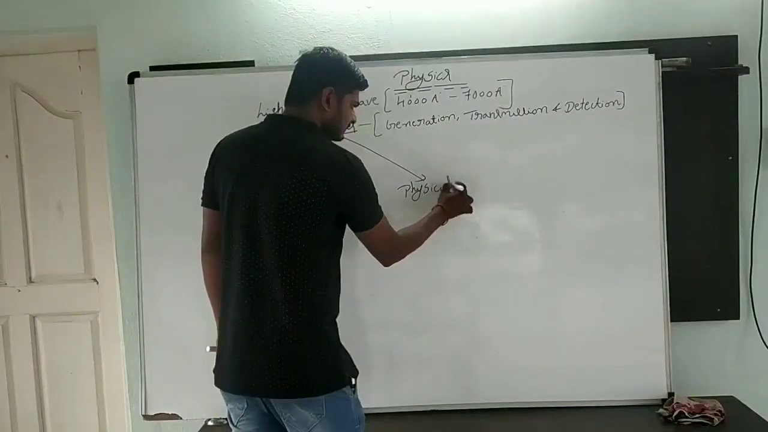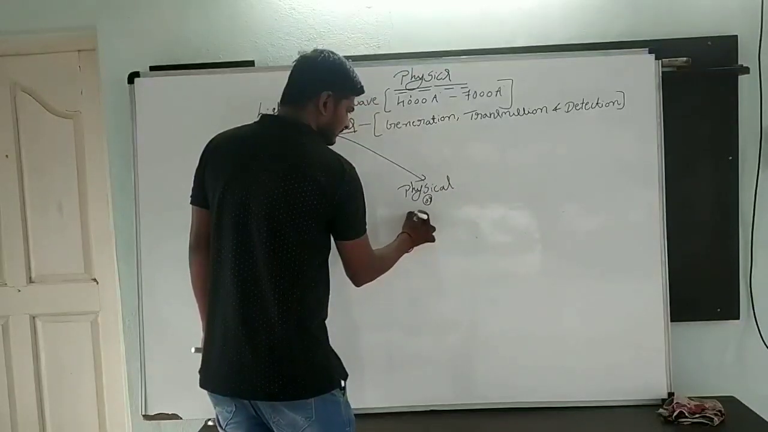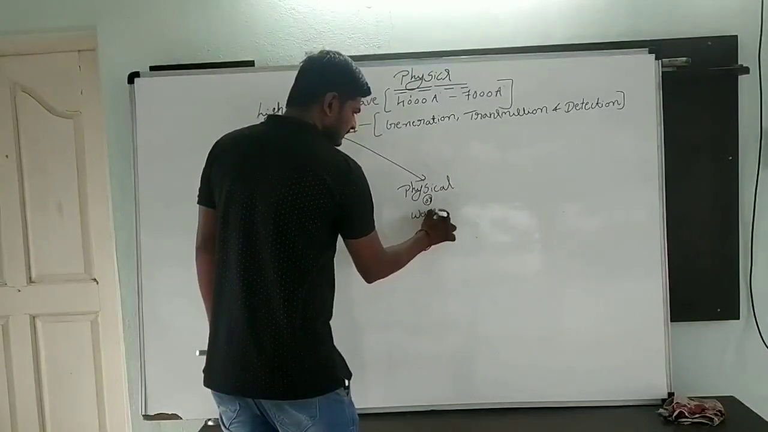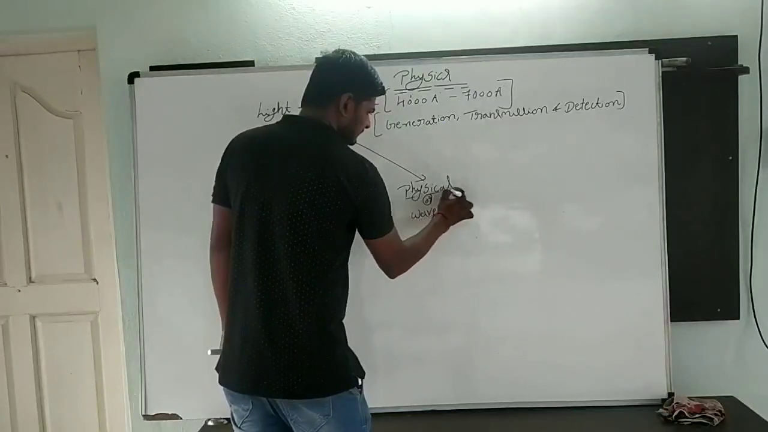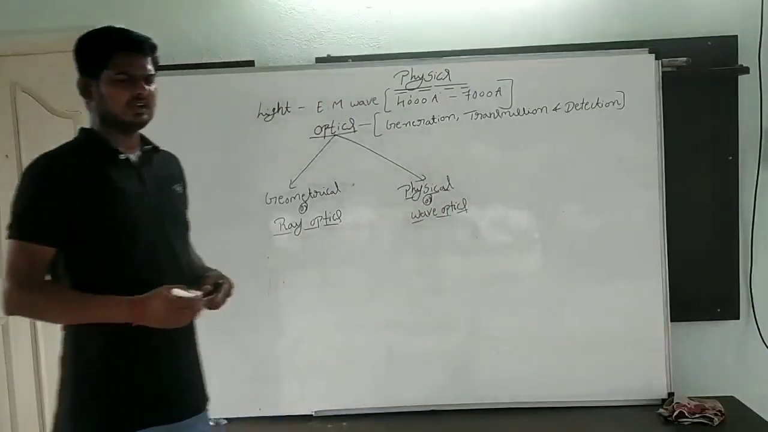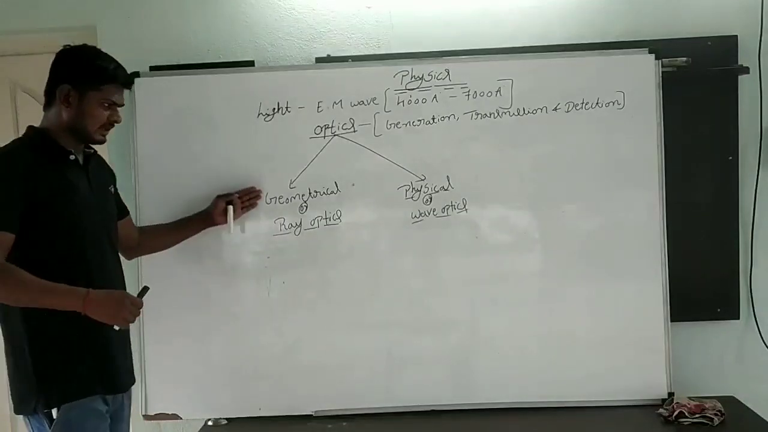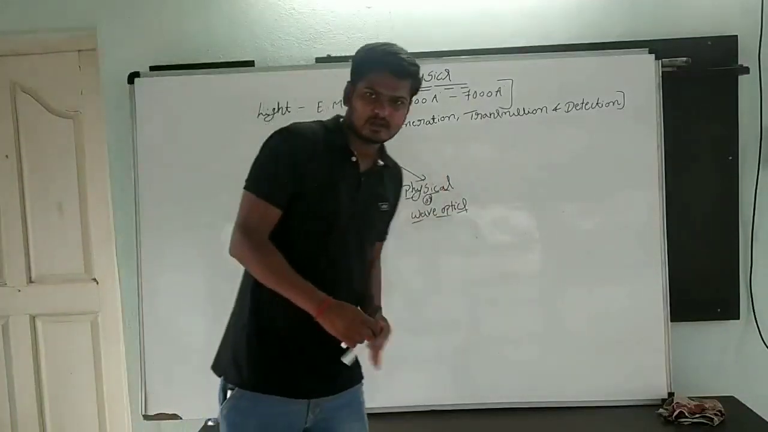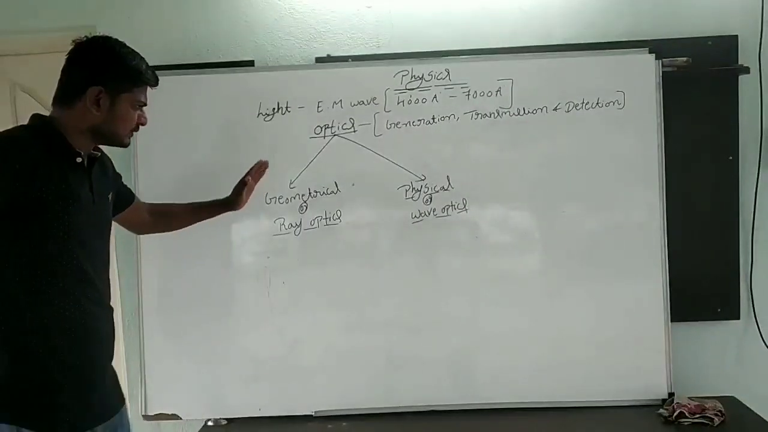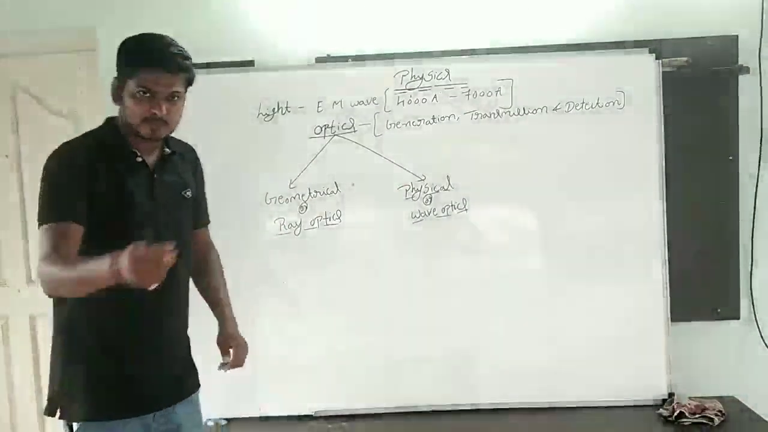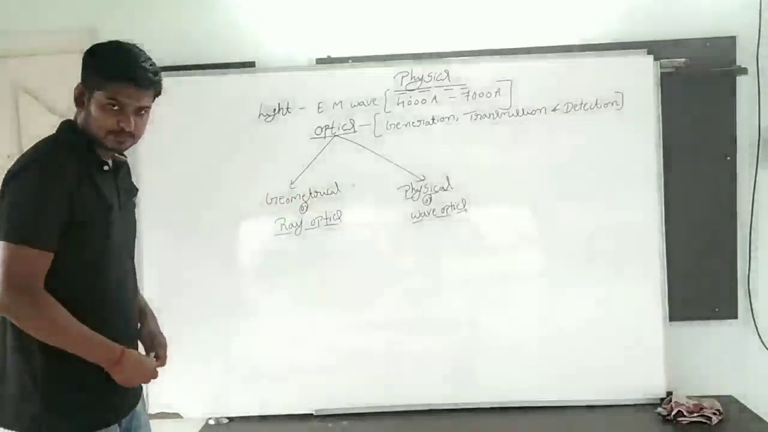Physical or wave optics. These are the two branches of optics. One is geometrical optics or ray optics. Another is physical optics or wave optics. Now I have to explain the difference between geometrical optics and physical optics. I am going to take a few properties of light.